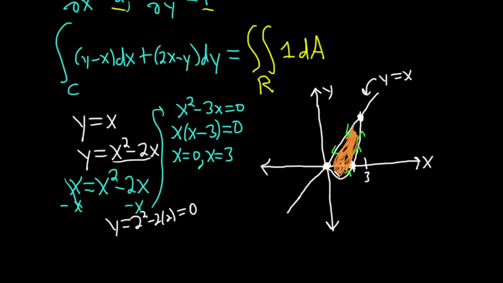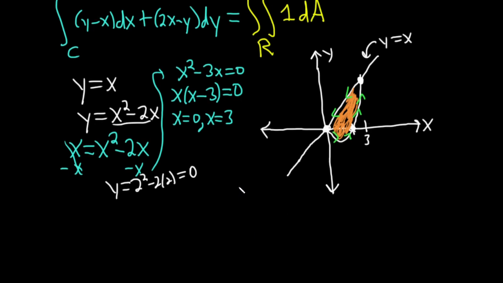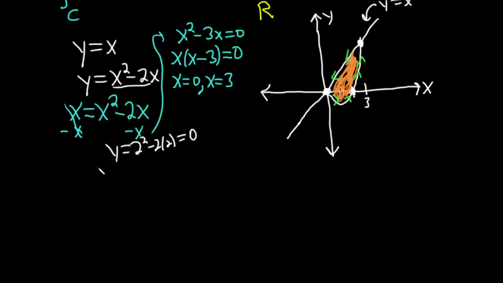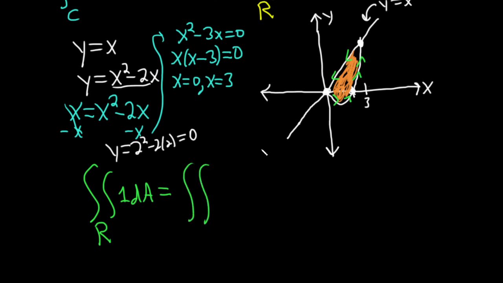And it's traversed once. Okay. All right, so let's set up our limits of integration. So I'm going to come down here. So we have this here, R, and again, it's just 1 dA or just dA, but I'll put the 1 there. So let's integrate with respect to y first. So this bottom curve here is x squared minus 2x.